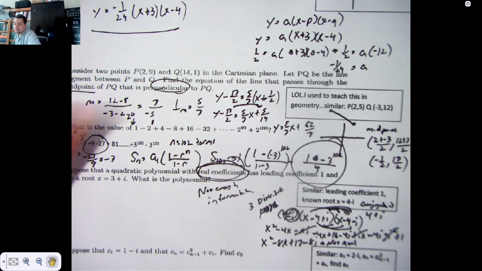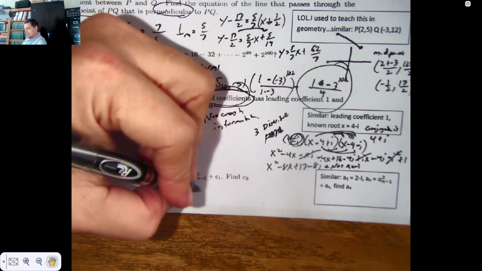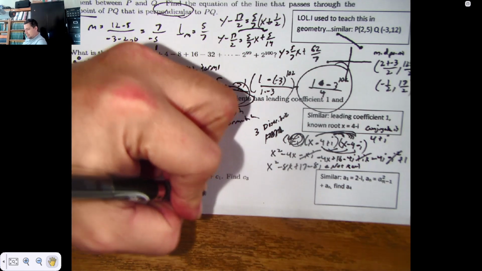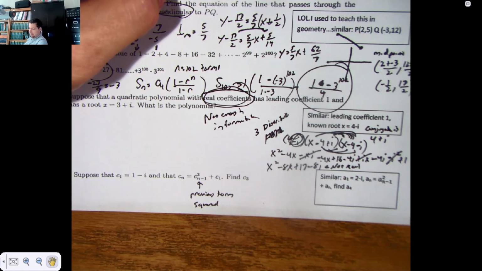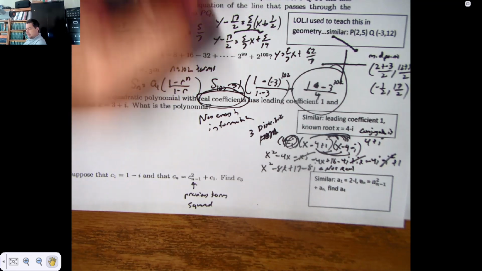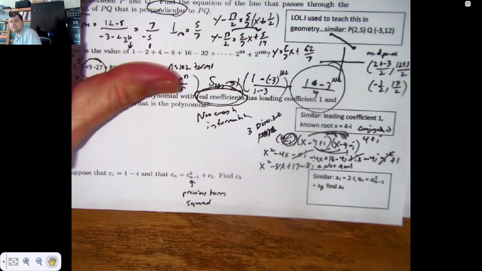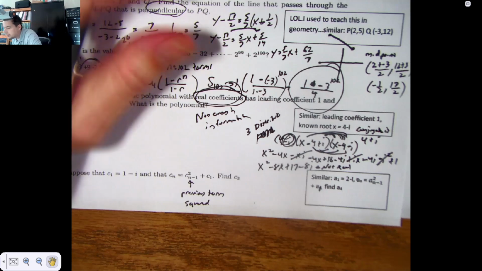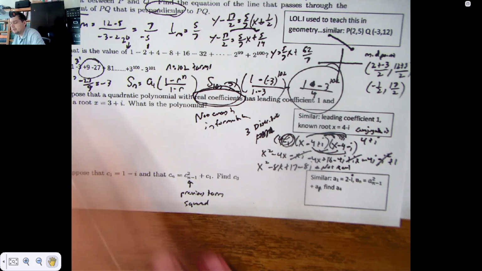All right, suppose that the first term of something is 2 minus i, and that the next term is the previous term squared, add back the first term. So I made up a similar one, and it shouldn't say a sub n, it should say a sub 1. So a sub 1 is 2 minus i, and a sub n is that thing squared plus the first term. Find a sub 4.